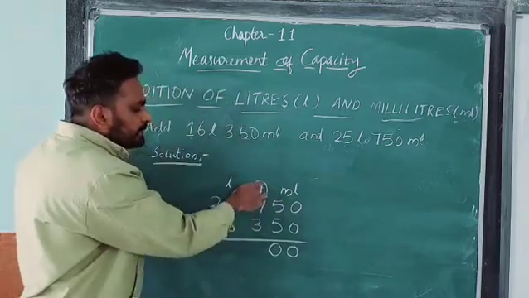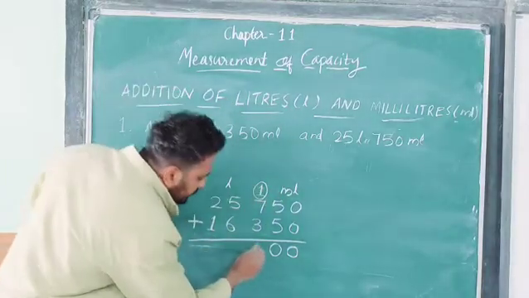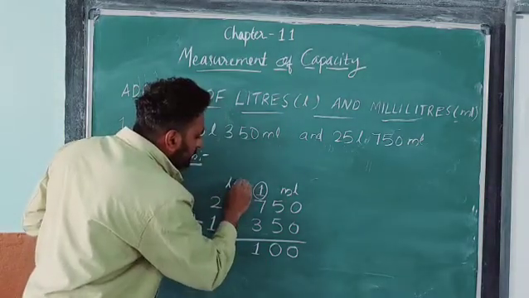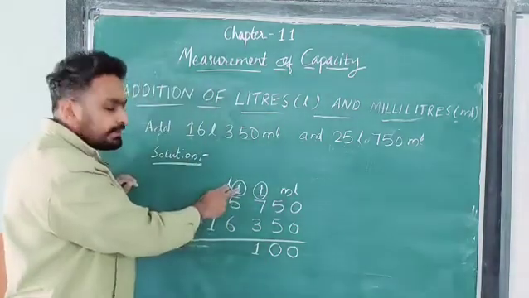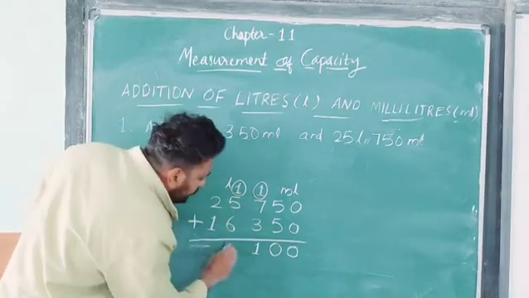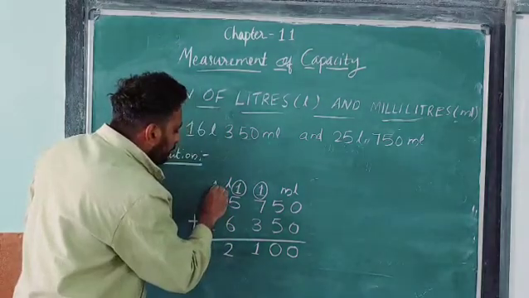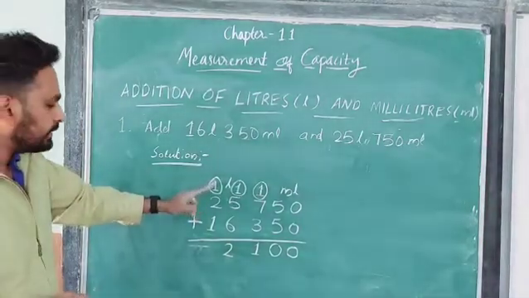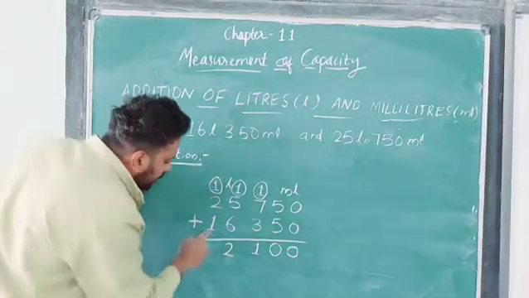7 plus 1 is 8. 8 plus 3 is 11. Again 1 is carried forward to the next. 5 plus 1 is 6. 6 plus 6 is 12. 1 is carried forward to the next column. Then 2 plus 1 is 3. 3 plus 1 is 4.